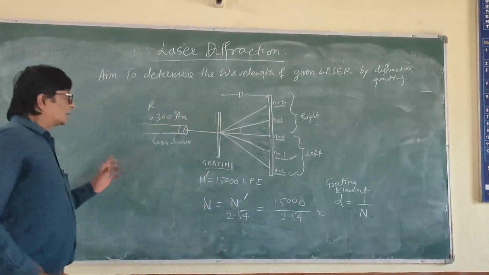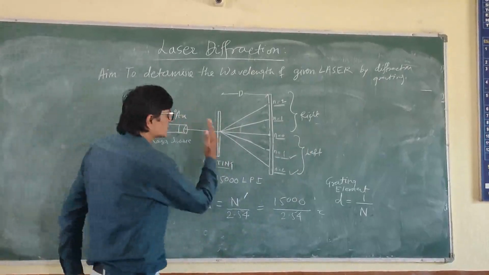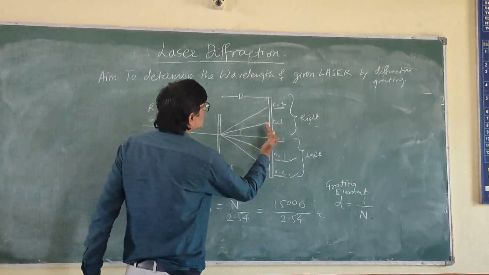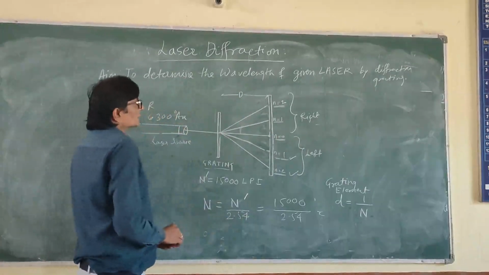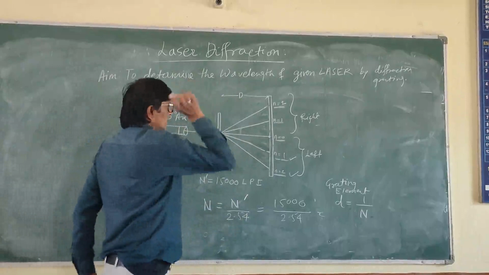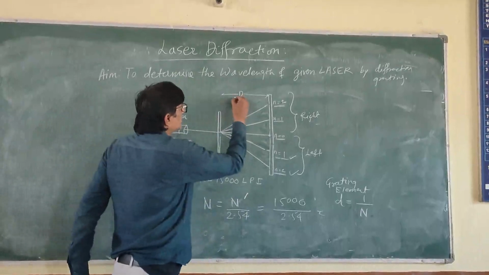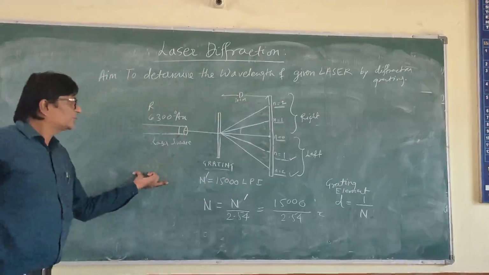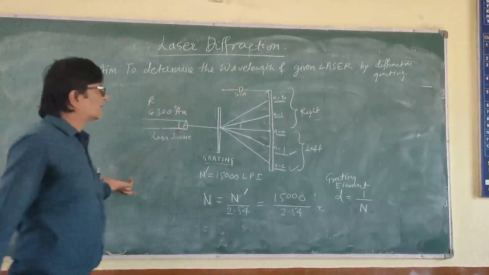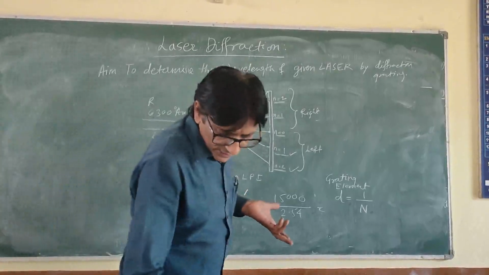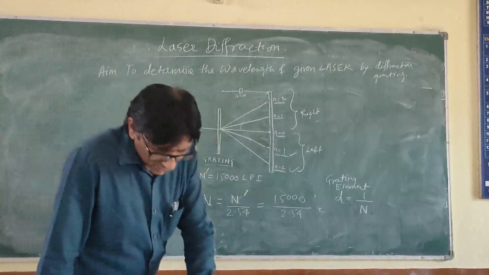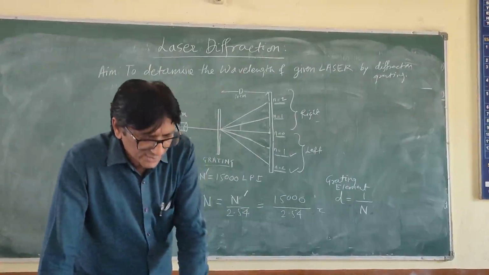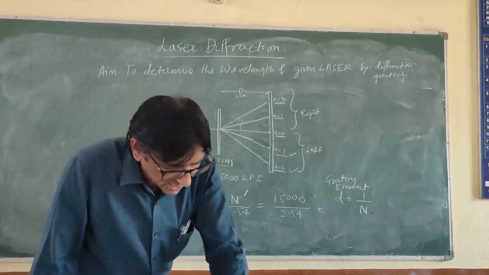Okay. Now the distance between this grating and this screen is capital D, which we have to measure in centimeters. Now here is another point. See the record of observation, on page number 29. The record of observation is there.